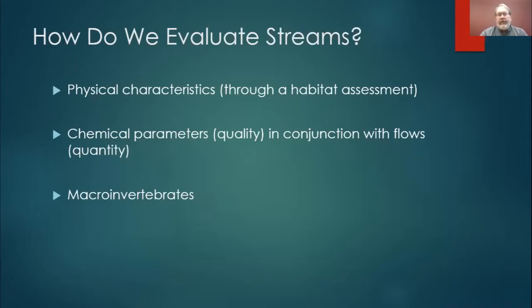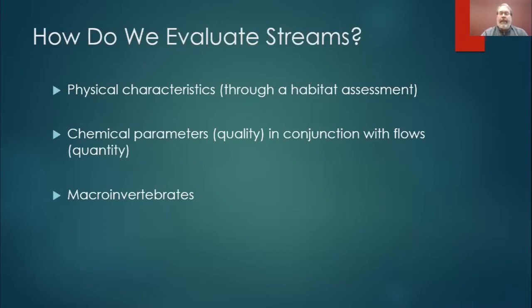Whenever we do a stream evaluation, we look at three primary characteristics. We're going to look at physical characteristics, and we're going to do that by habitat assessment. We're going to look at the chemical parameters, so that's going to give us our water quality. And then we're going to take that in conjunction with our flows, and we're going to use that to get loading. We're going to look at the quality and the quantity, and we use those numbers to determine our loading or impact to our streams. And then we're going to look at macroinvertebrates. So again, physical characteristics, the habitat, the chemical parameters, the water quality, and then macroinvertebrates, which are the stream bugs.